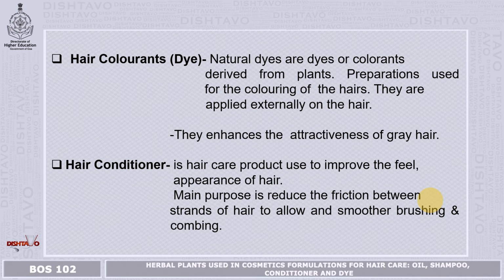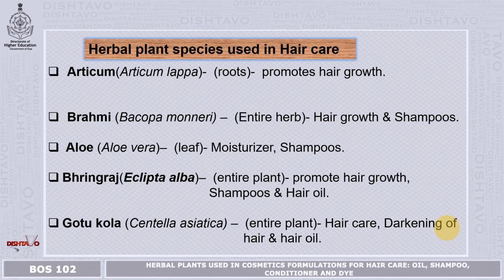Next we have hair conditioner. This is a hair care product used to improve the feel and appearance of the hair. The main purpose is to reduce the friction between the strands of the hair and to allow smoother brushing and combing of the hair. Now we will see various herbal plants which are used in hair care.